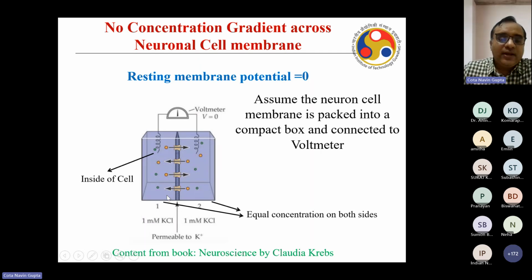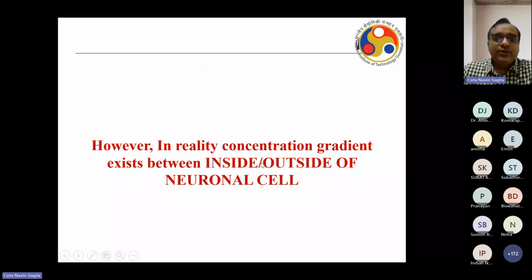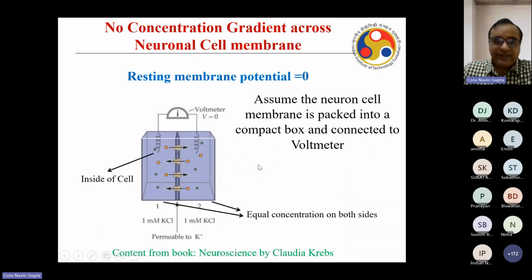Let's say the inside of the cell has roughly 1 millimolar of KCl, and the outside also has 1 millimolar of KCl. So there are equal concentrations, and the voltmeter is going to show a voltage of V equal to 0. But that is actually not the case, right? However, in reality, there's going to be a difference.